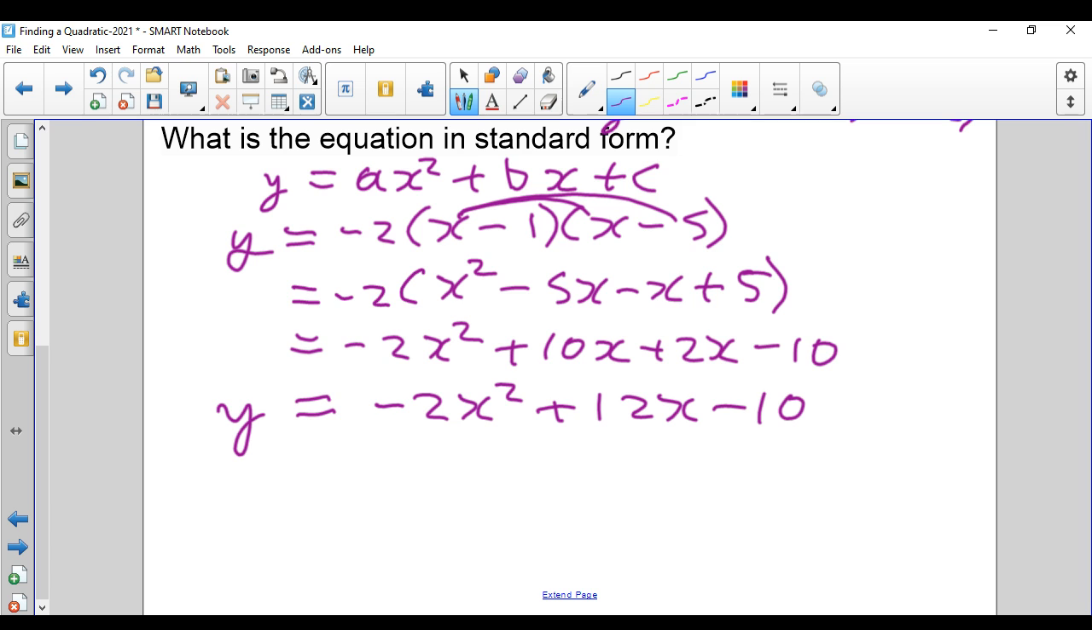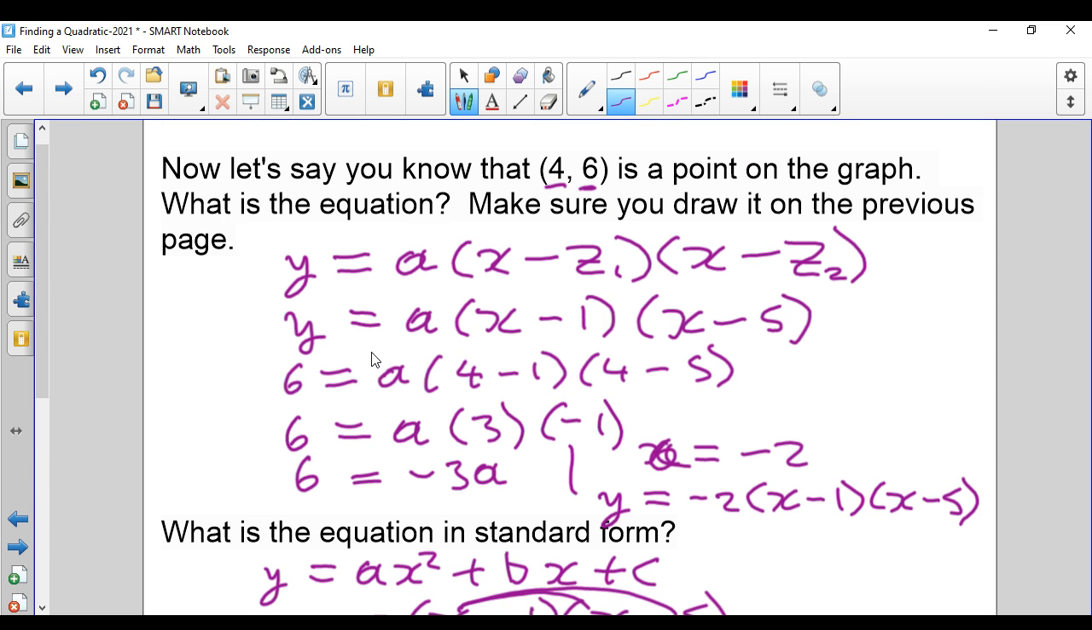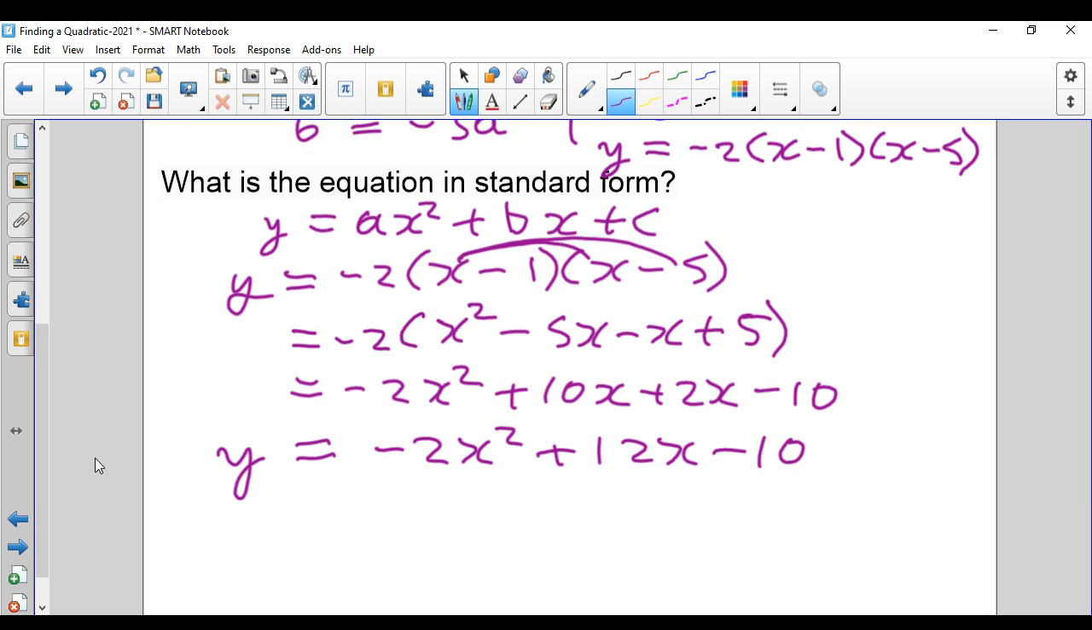So now if we had to put this into the quadratic formula, we're ready to go. We have our a, our b, and our c, and we could figure out what the x values are. I mean, we already know what the x values are, where the zeros are, because that was how we started off up here. But it's in standard form, so we could also use a quadratic formula.